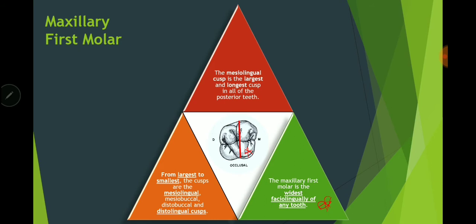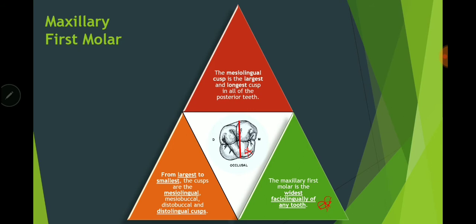Now, when they say mesiodistally, the widest tooth of all anterior teeth is going to be what? It's going to be the maxillary central incisor. Okay. Remember that. Remember those things. Very high-yield stuff here, okay? Actually, I need to stop saying high-yield because the whole presentations here and the previous ones are all high-yield, okay?